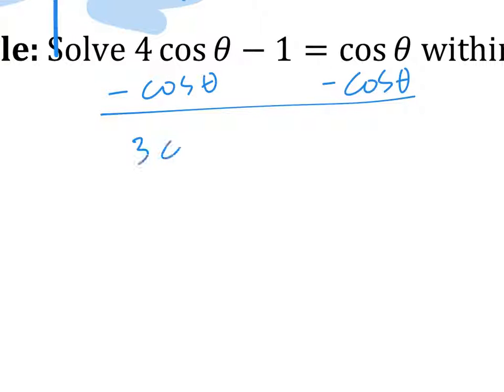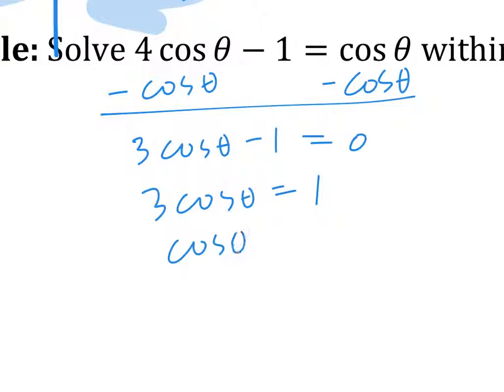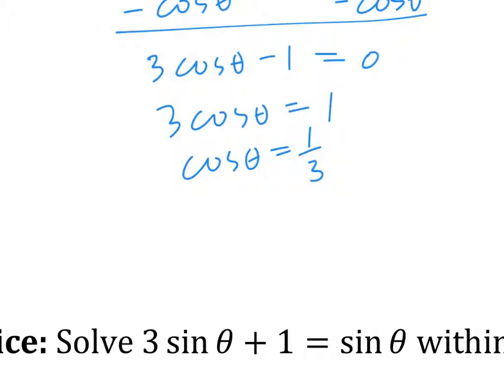So 3 cosine theta minus 1 equals 0. Now what? Add 1 to both sides. 3 cosine theta equals 1. Divide by 3, cosine theta equals 1/3. All right, this now looks just like all the problems that we've been doing. This is All Students Take Calculus again.